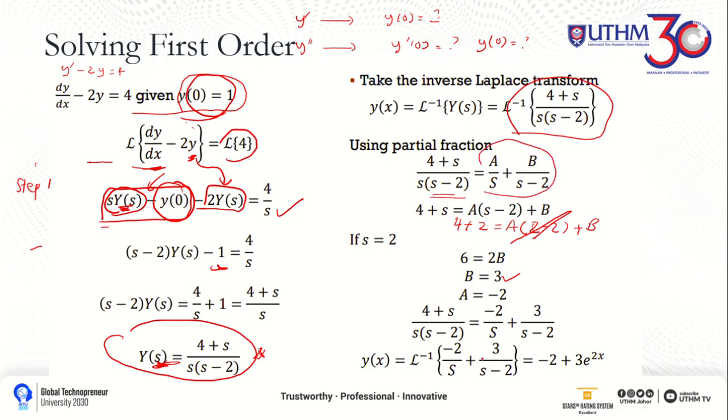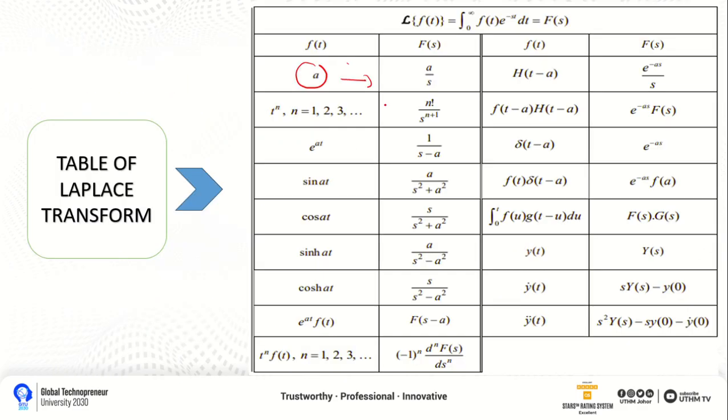Okay, then only can we proceed with the inverse Laplace transform. Negative 2 over s. When we refer to the table of Laplace transform, 2 over s is here. So our function will be negative 2.